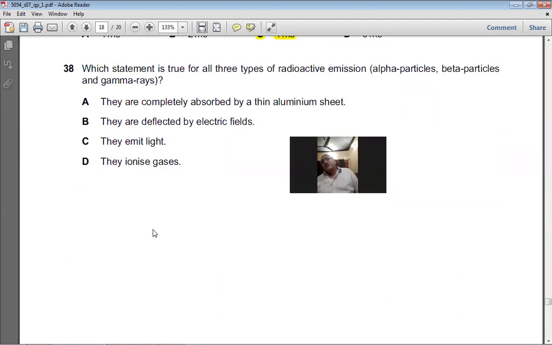Which statement is true for all 3 types of radioactive emissions: alpha particles, beta particles, and gamma rays? They are completely absorbed by a thin aluminum sheet. No, the gamma cannot be stopped by the aluminum sheet. They are deflected by electric field. No, the gamma is not deflected by the electric field. They emit light. They ionize gases. Yes, all of them ionize gases. Their ionizing power is different, but they ionize gases. I think D is the best option, sir.